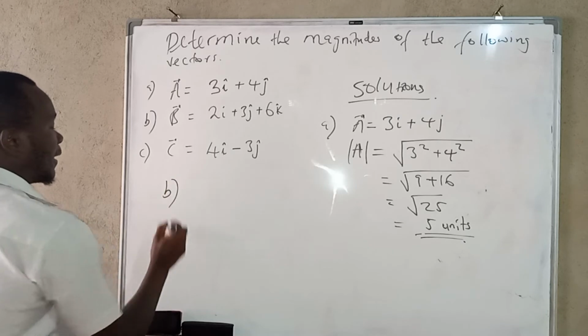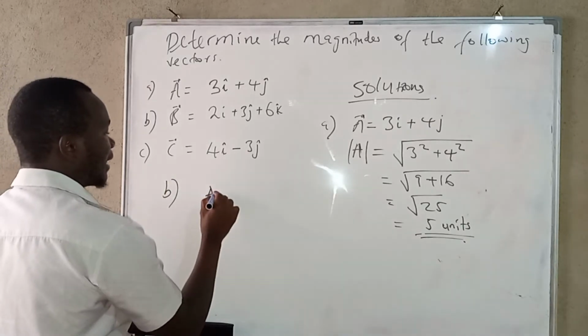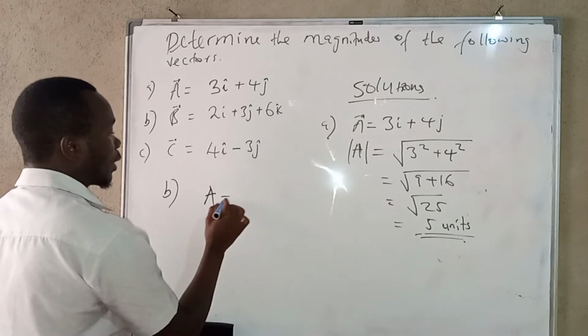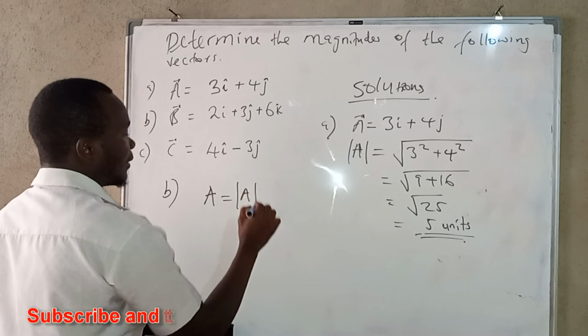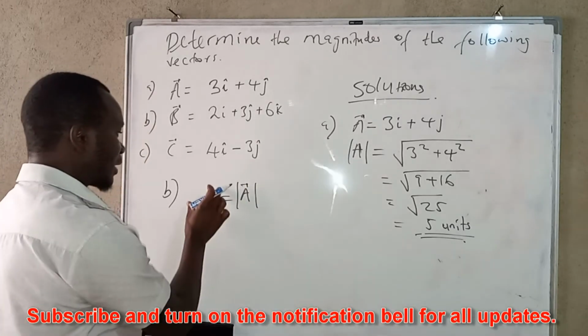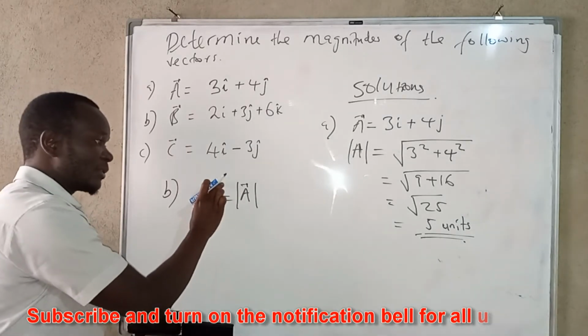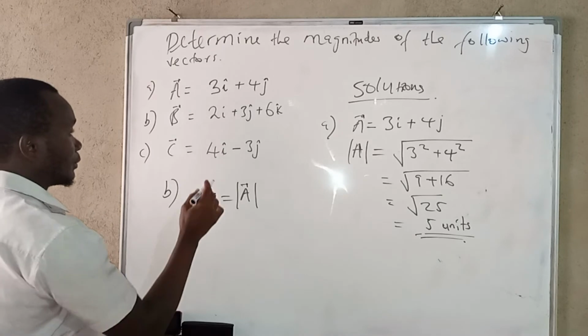So let us go to B. A magnitude can be given by just a solid one, and in some instances, this one. It is one and the same thing. In some books, they just indicate it as the magnitude of this one. But let us use this one in this video. So we go to B.